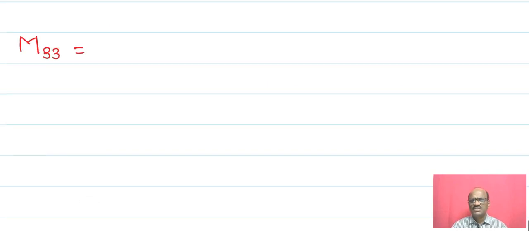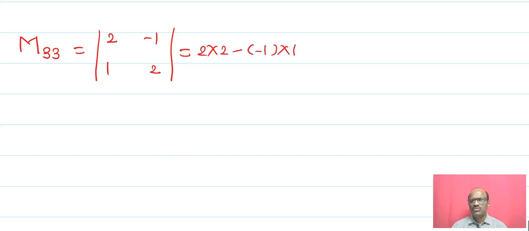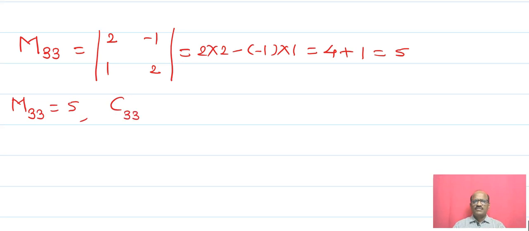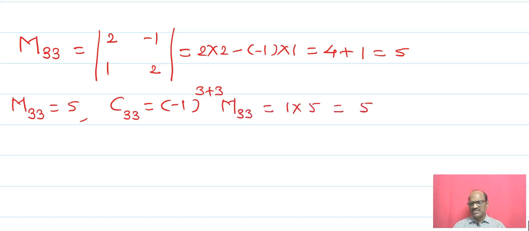Now the last is M33, that is 2 minus 1, 1 2, that is 2 into 2, minus, in bracket, minus 1 into 1, that is 4 plus 1, that is 5. Now the cofactor will remain as it is, because minus 1 raised to 3 plus 3 is 6, therefore it will remain 5 again. See this, the cofactor is also 5.